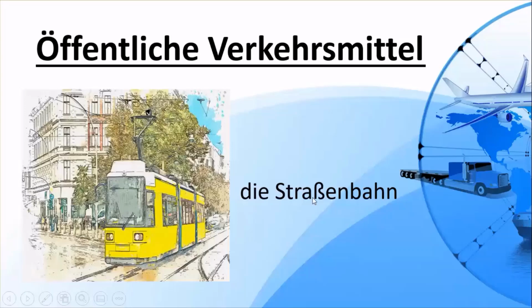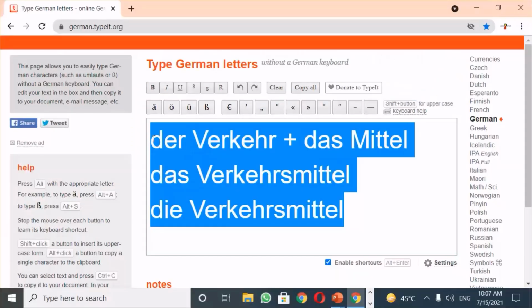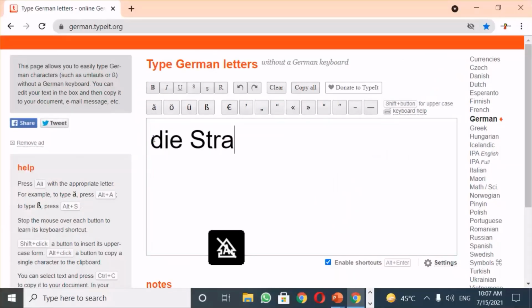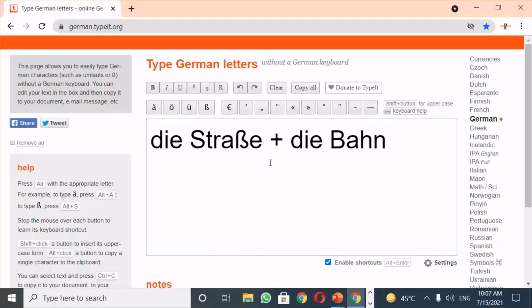And the way to remember again a compound noun is by looking at the individual nouns. Die Straße is the street. If it gets an N at the end, die Straßen, it becomes the streets. And die Bahn is the railway or the train.